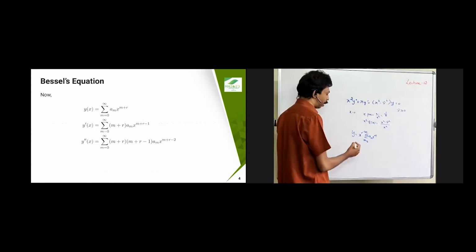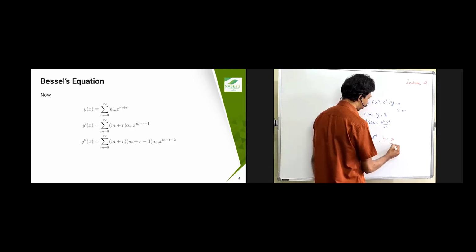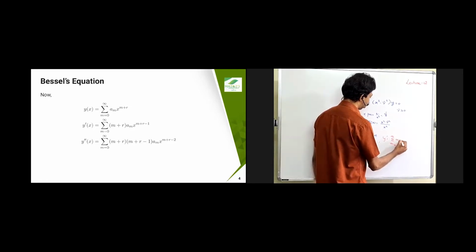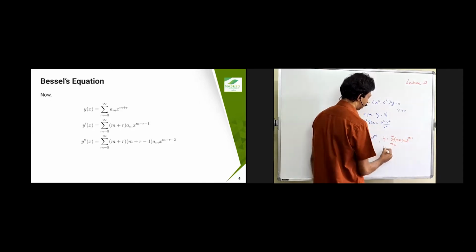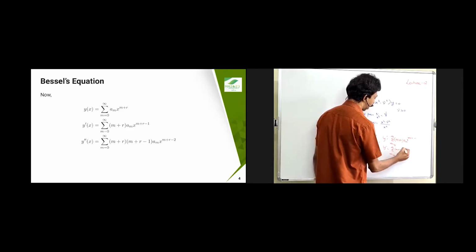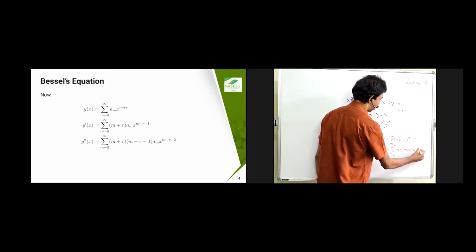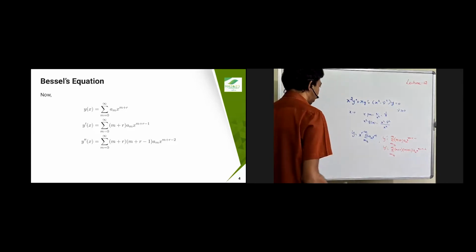So y of x is x power r times summation a m x power m, and y dash is going to be summation m equal to 0 to infinity (m plus r) a m x power (m plus r minus 1), and y double dash is going to be summation m equal to 0 to infinity (m plus r)(m plus r minus 1) a m x power (m plus r minus 2). So we have y dash and y double dash, and we can substitute that.